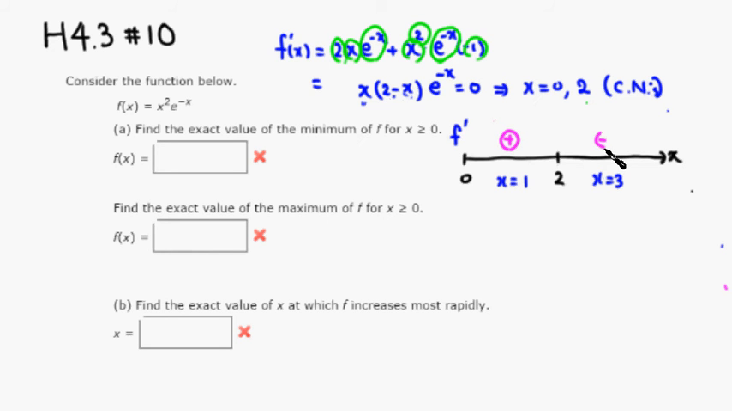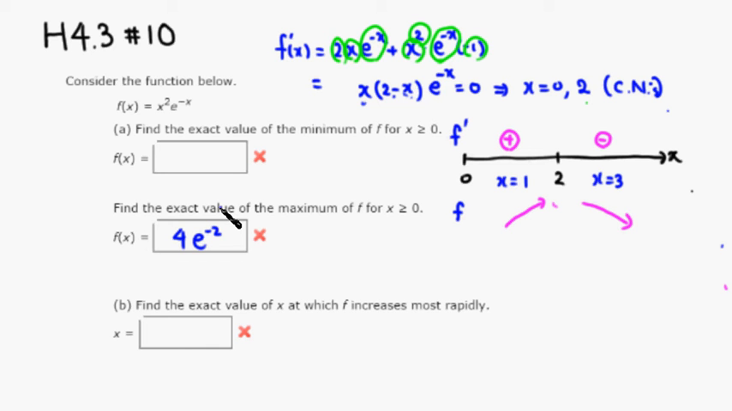So we know that the original function is going to increase, then decrease. So here we're looking at the maximum at x equals 2. All you have to do is plug in x equals 2 into the original function. So f of 2 is 2 squared, 4, times e to the negative 2. To find the exact value of the minimum, oh actually, sorry, I did the maximum. So the maximum is 4 e to the negative 2.